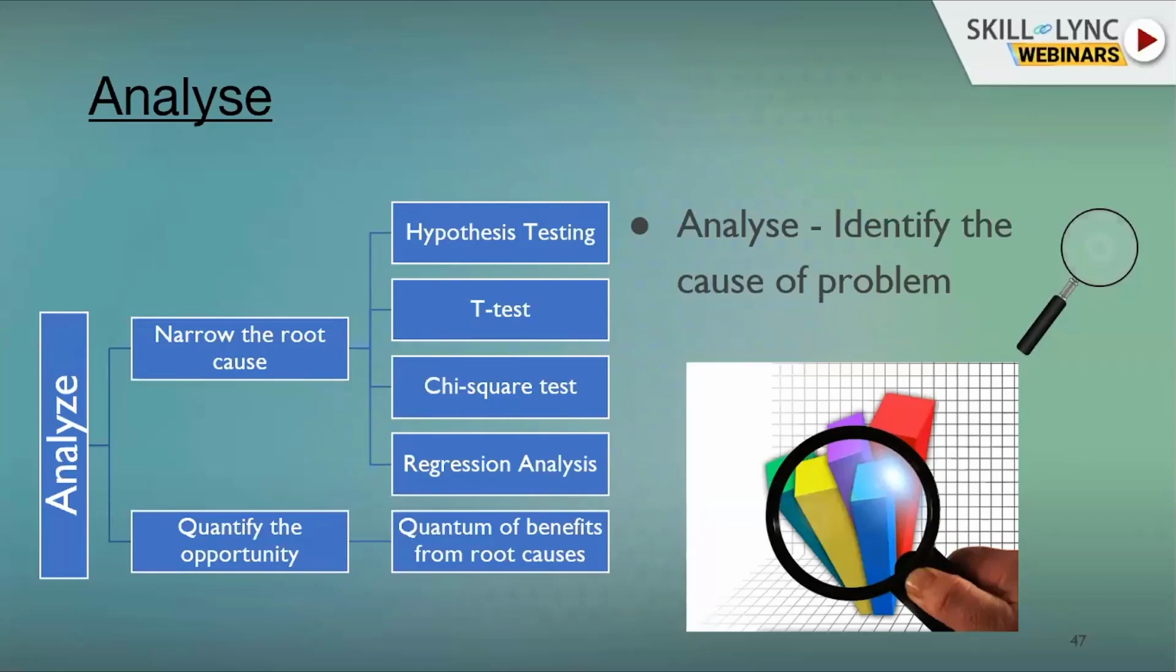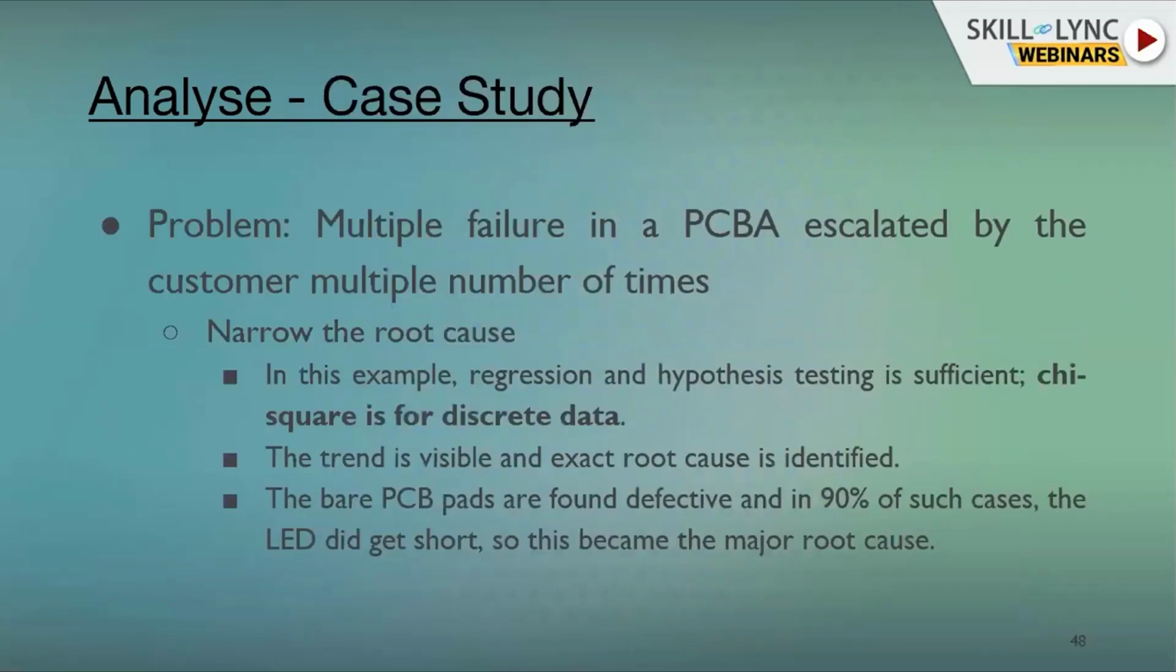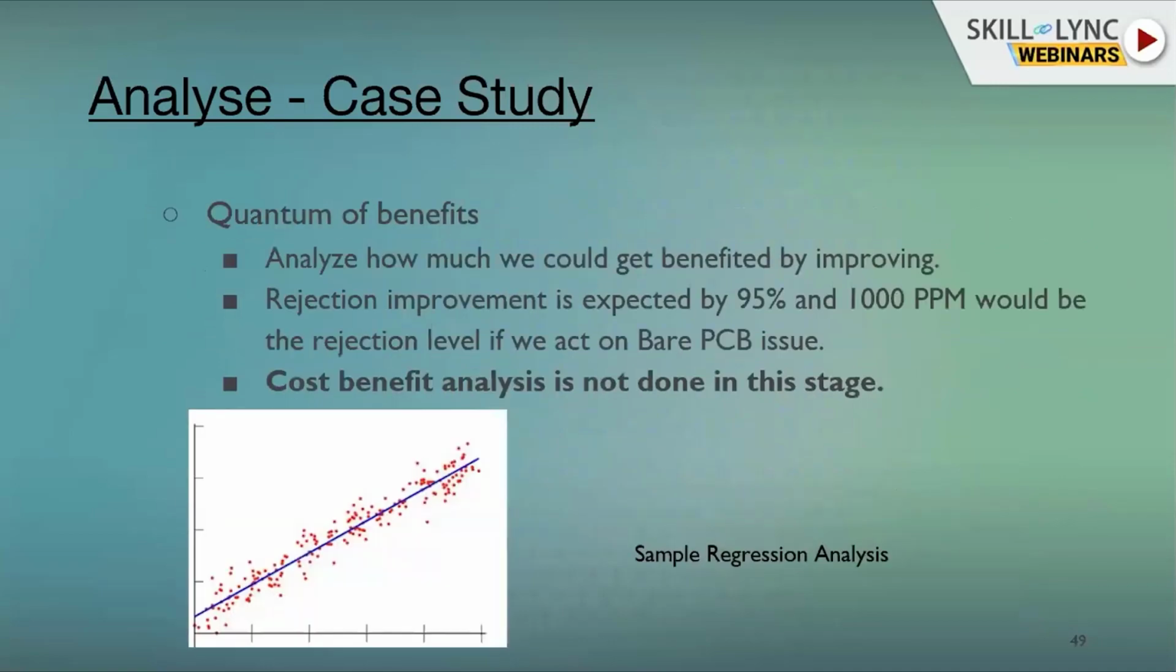Quantify the opportunity, the quantum of benefits from root causes. That is the engineering economic analysis we discussed before, the cost benefit analysis, to see whether it is feasible and whether we should go ahead or not. We analyzed the case study and found that maximum 90% of the cases of LED shorting are because of the suppliers. By hypothesis testing, we found this is the cause. Then for the quantum of benefits, if this problem is reduced to 1000 ppm, which is our target, what will be the cost benefit analysis?